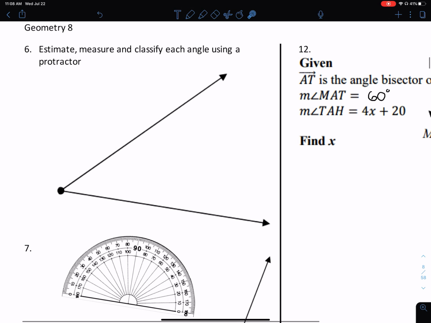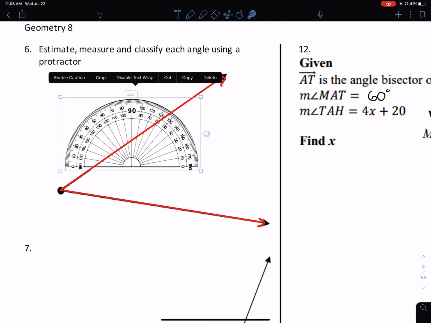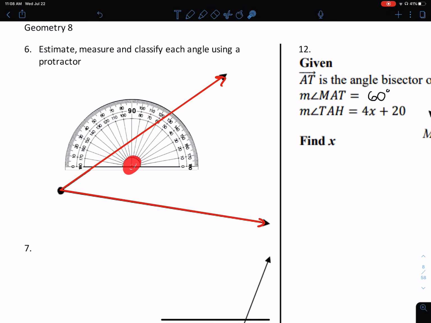Estimate, measure, and classify each angle using a protractor. I'm just going to highlight this so that when I put my protractor over top of this, I can still see it. Here's my protractor. Here's what you're going to do. Everyone's protractor could be a little bit different. Mine has this T that represents the center. I'm going to put that over top of this point.